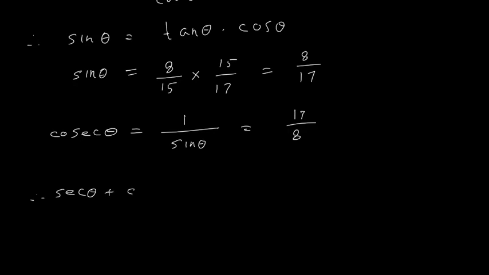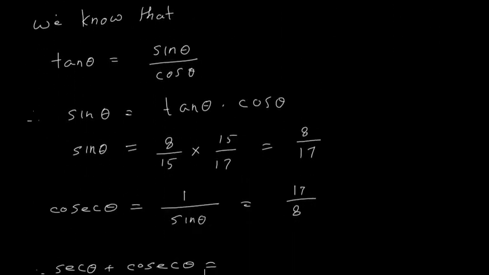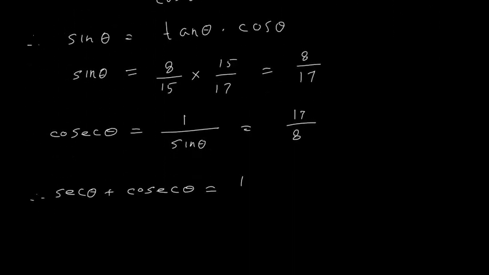So therefore sec theta plus cosec theta: sec theta will become 17 upon 15, into cosec theta will become 17 upon 8. So 17 into 17 is 289, and 15 into 8 is 120. So 289 upon 120. Let us see 17 into 17, whether we are doing right.